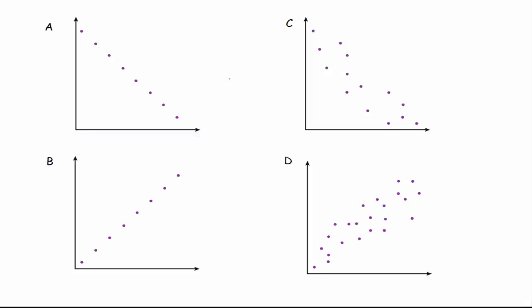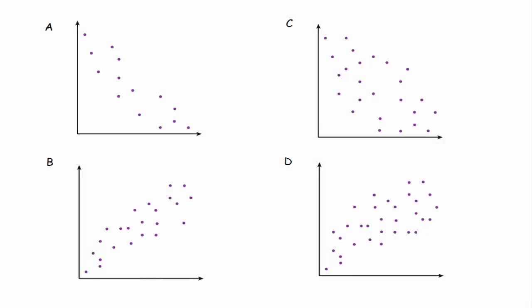In C, we can see that the data has a negative correlation. It goes down the page from left to right, and the data is close together. So we would say that this is a strong negative correlation. As X increases, Y decreases. In D, we can see that the data has a positive correlation. That is, it goes up the page from left to right, and the data is also close together. So we would say that this is a strong positive correlation. As X increases, Y also increases.